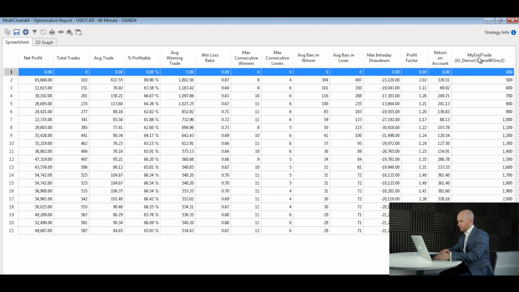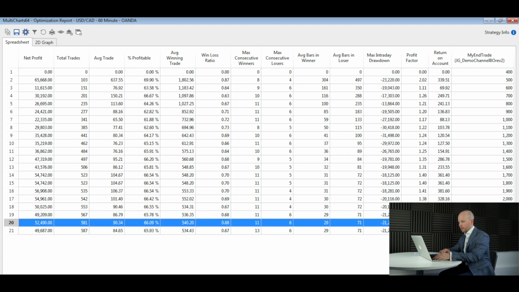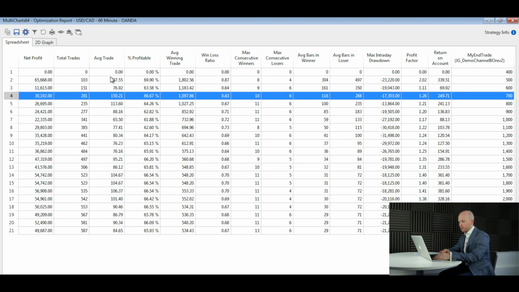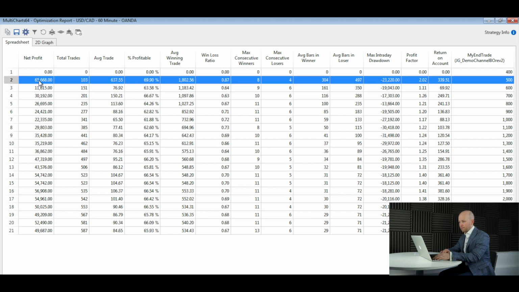So here we can see in our column my end trade. I've started it at 400. Obviously we're starting trading at 300, so there's no point in stopping the trades before that. So 400 through till 2300 or 2400. And if we look at the numbers, the peak numbers in terms of net profit and average trade are 5 AM. But look, we've only got 103 trades. We're really narrowing things down there, and I don't particularly like doing that. I like to keep as many trades as possible whilst improving the average trade.